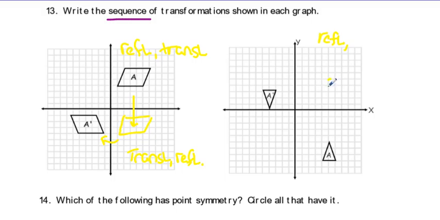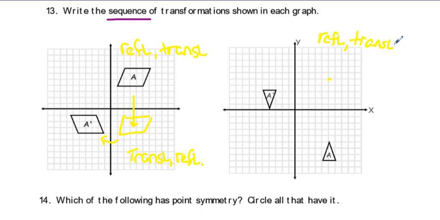Followed by 1, 2, 3, 4, 5 down, 1, 2, 3, 4, 5, 6, 7, 8, 9. Followed by a translation down 5 and left 8. So that would be T, negative 8, negative 5.